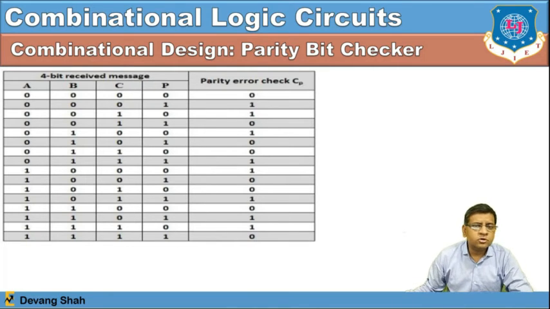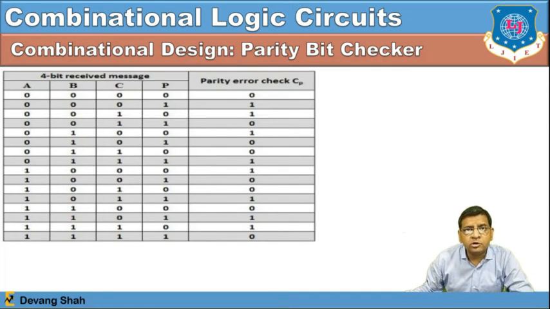You can check the sequence 0 0 1 1. See, this has an even number of ones in the sequence, so the answer is 0. Like that you can go up to the last stage, which is 1 1 1 1. See, the even number of ones, the answer is 0. So the parity error check CP answer is 0, right? In the same way, for 1 1 1 0, the second last stage, there is an odd number of ones, so the parity check is 1, right?